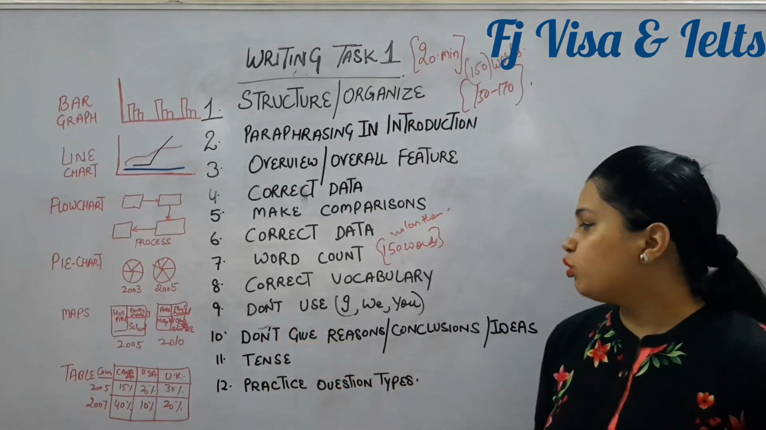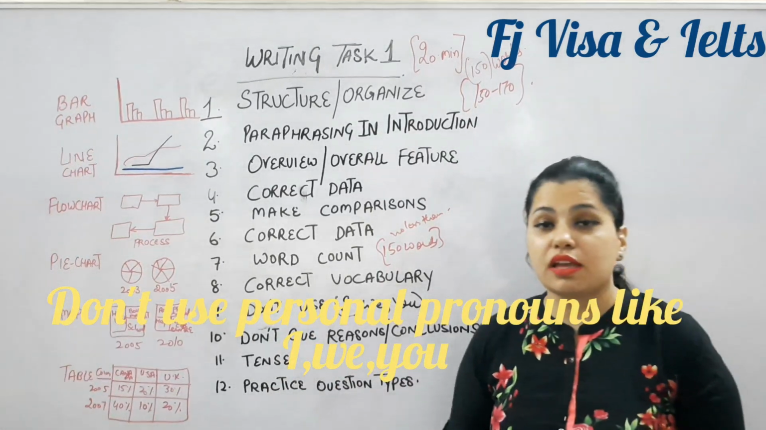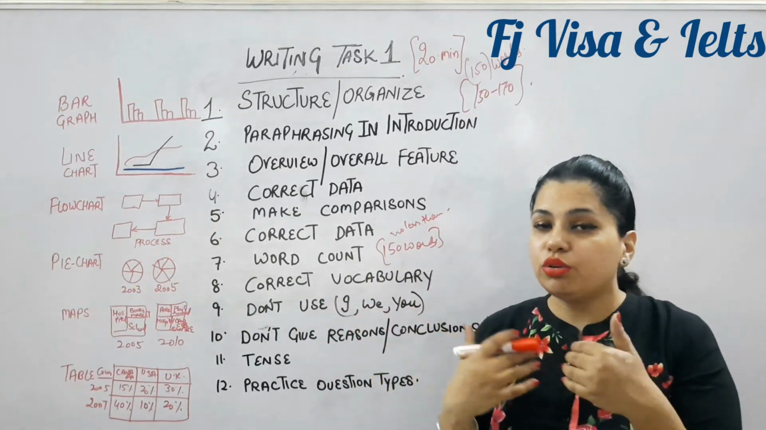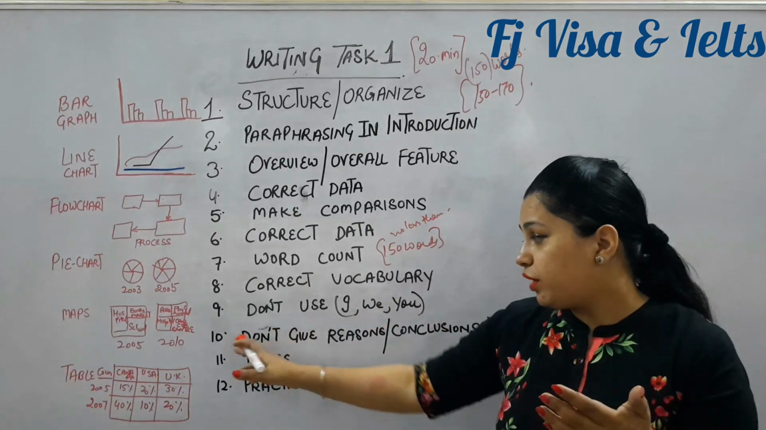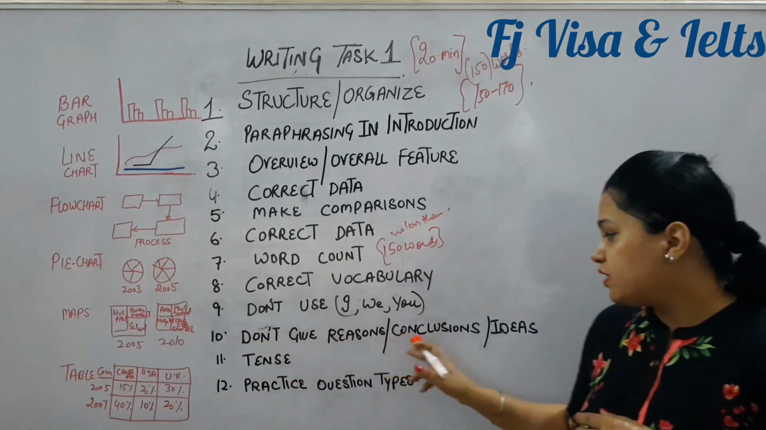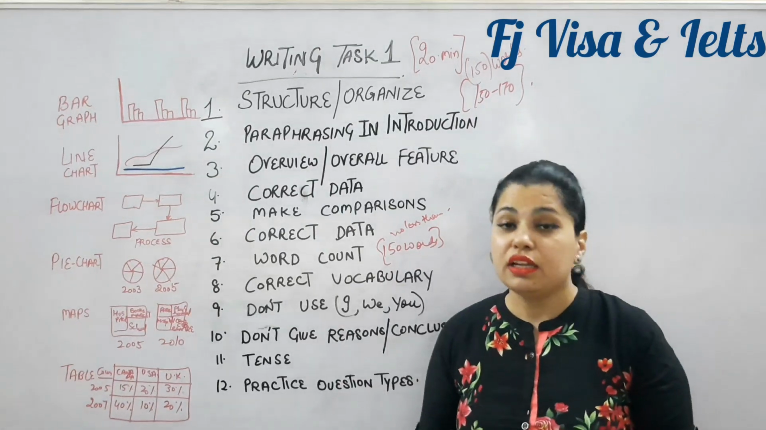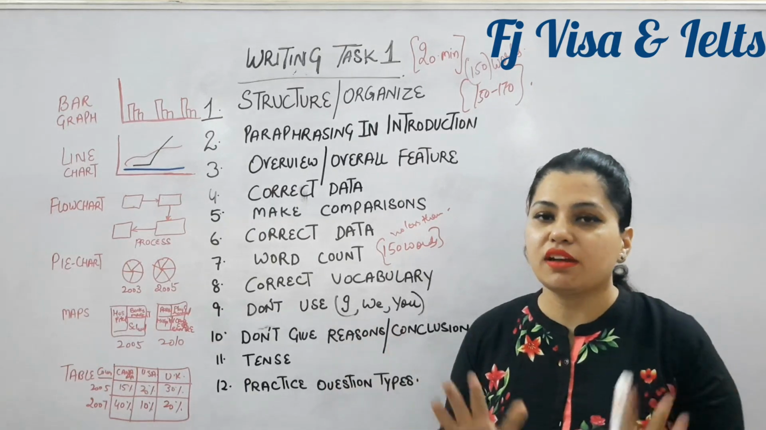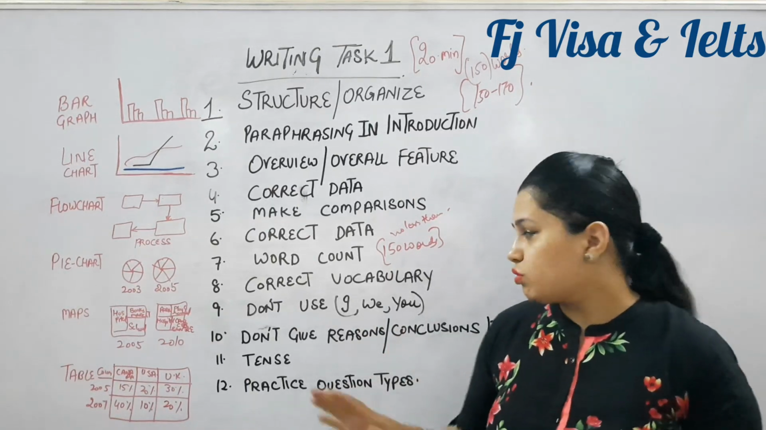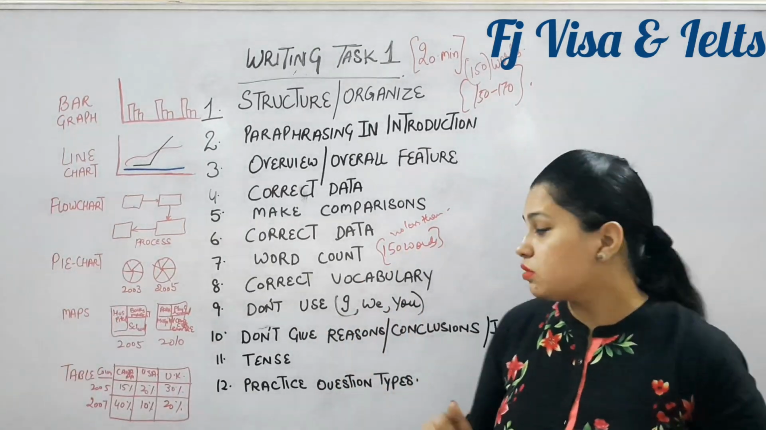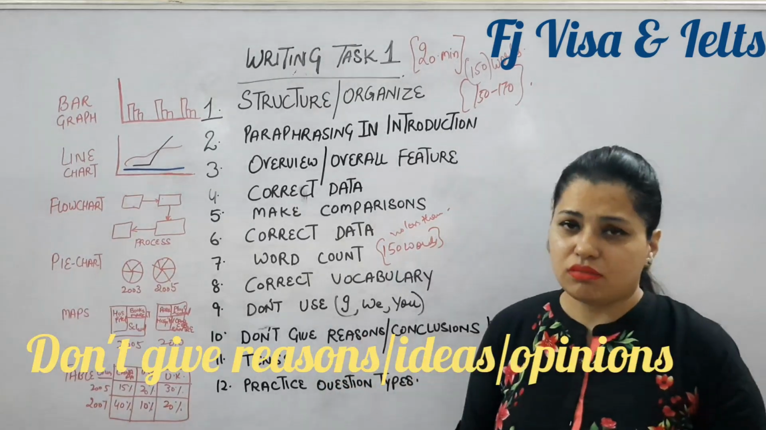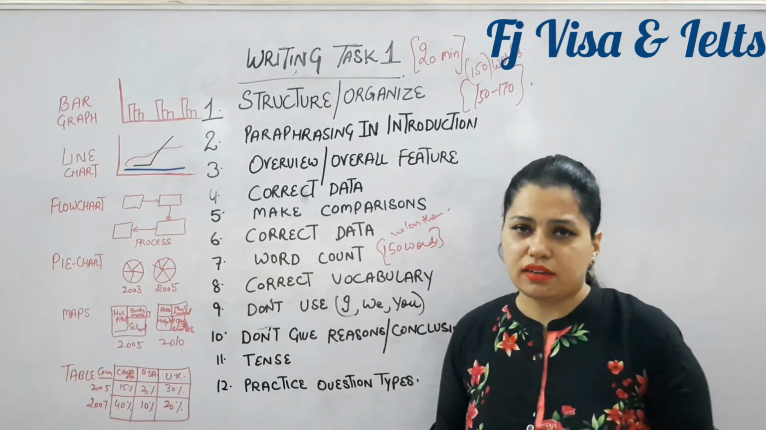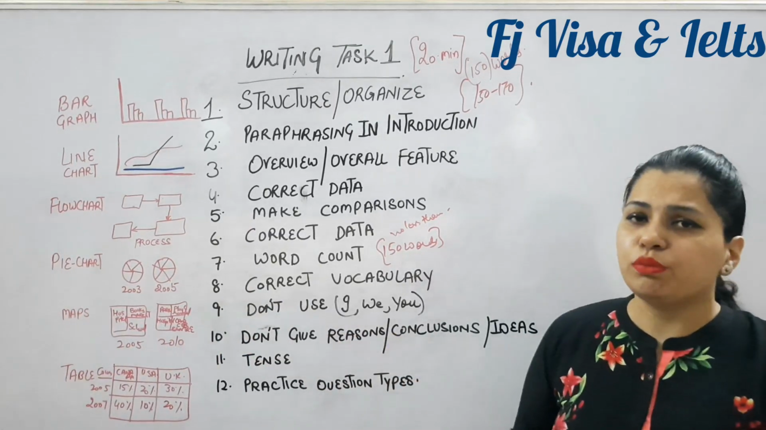Ninth point is, don't use I, we, you or personal pronouns, as this is report writing. We just have to report what we have seen. My point number 10 is also this: don't give reasons, conclusions, ideas, etc. You don't have to give your own opinions. You have to just summarize and compare the information. We don't use I, we, you, these kinds of personal pronouns, or give any reasons why the sale of this country is low. No, we don't need those conclusions or reasons. We just have to report what we have seen.